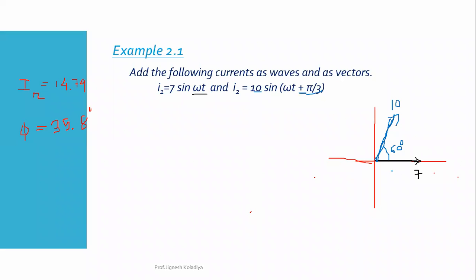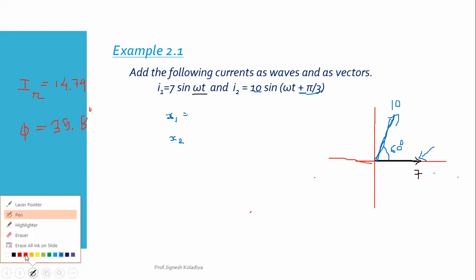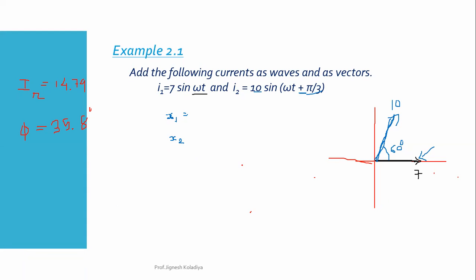So can you find the x component and y component for these two vectors? Let us write x1 and x2. So can anyone tell me the x1 of this? This is my first vector. Okay. So what is x1?